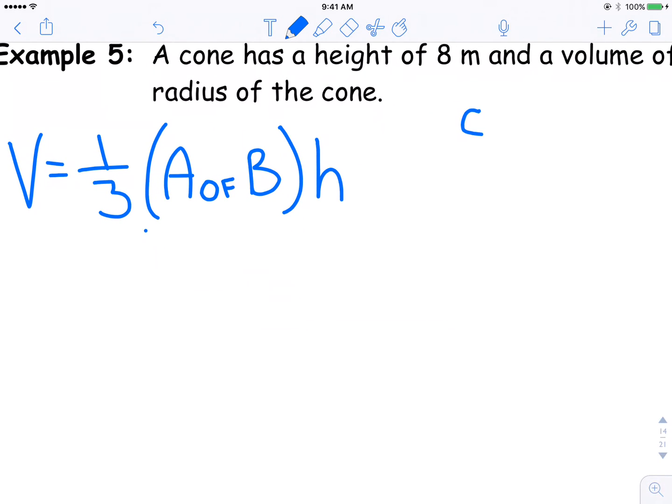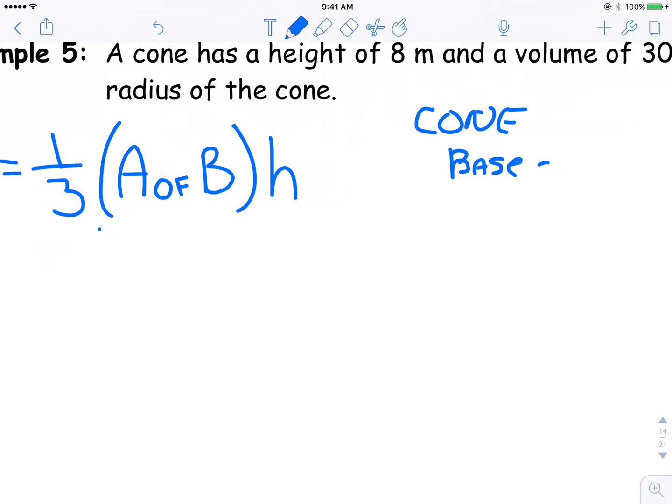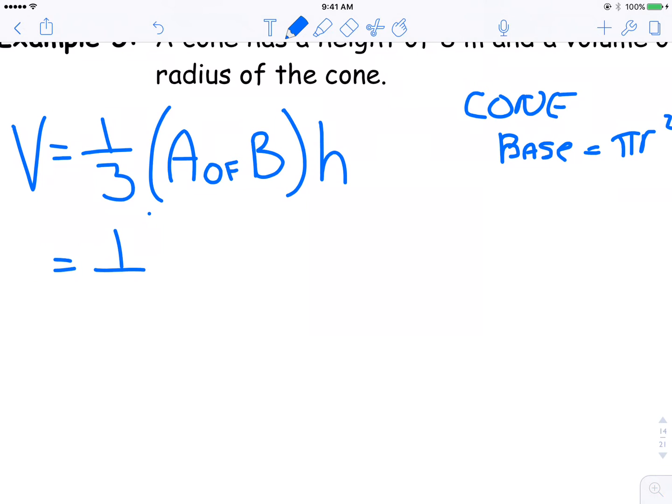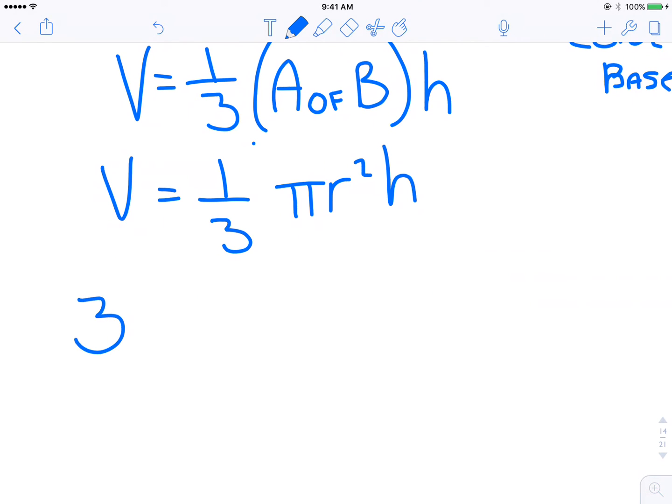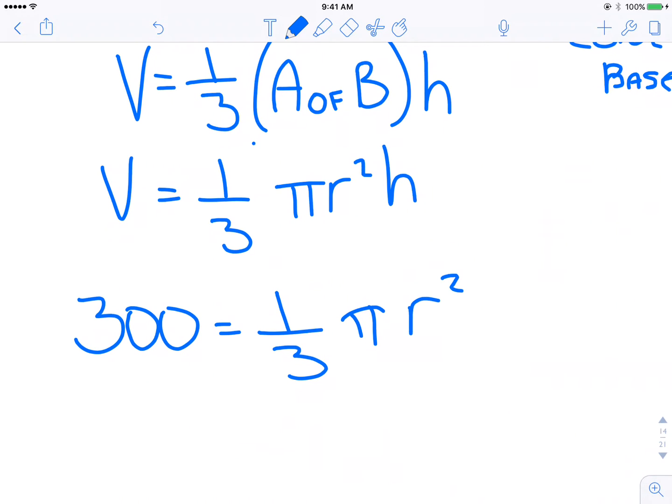I know that because it's a cone, my base is a circle, and that's pi r squared. So I can replace area of base with pi r squared. So my volume is equal to 1/3 times pi r squared. Well, what did they give us in the question? They tell us that the volume is 300. I know pi. My radius, I don't know. I'm looking for that. And my height is 8.